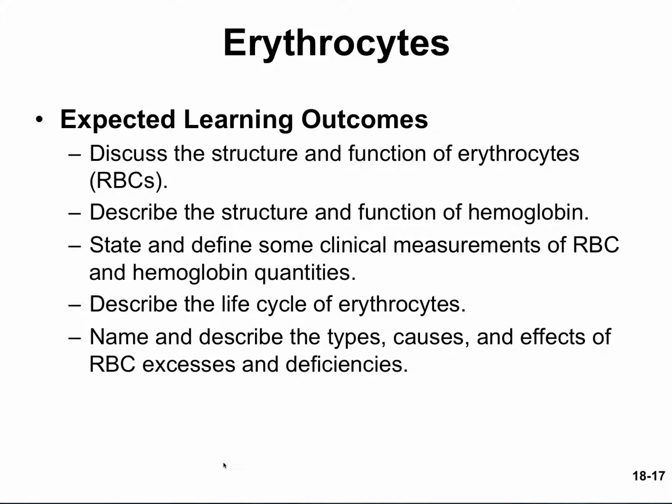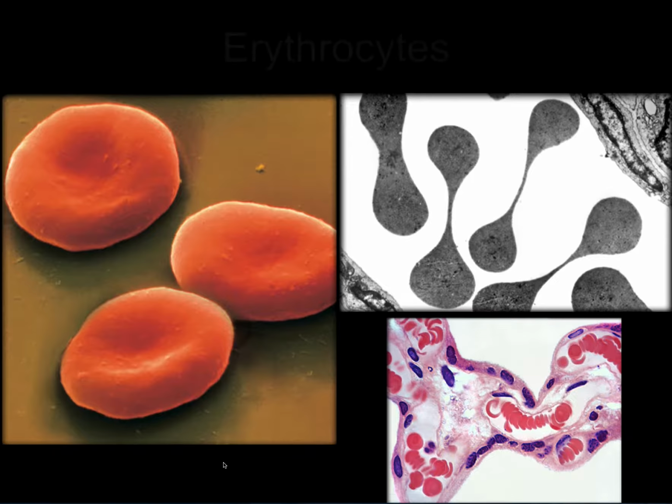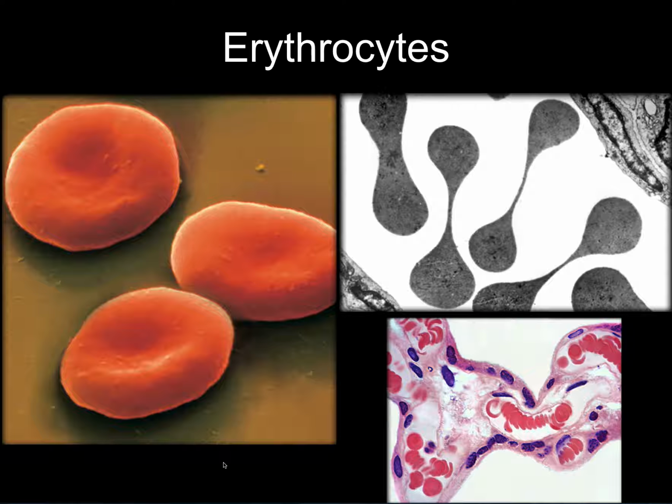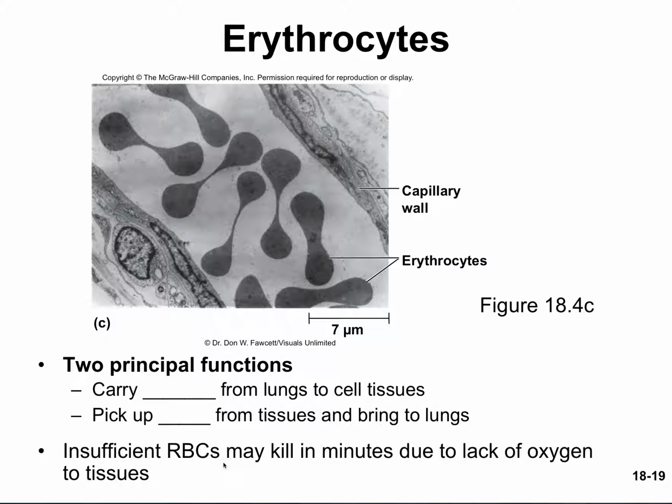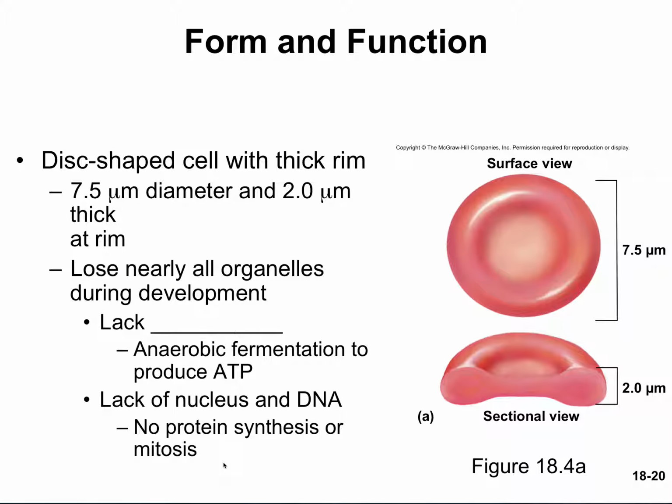Erythrocytes, red blood cells. Expected learning outcomes: discuss the structure and function of them, discuss the structure and function of hemoglobin, state and define some clinical measurements of red blood cells and hemoglobin quantities, describe the life cycle, and describe types, causes, and effects of red blood cell excesses and deficiencies. They have two principal functions. They carry oxygen from the lungs to tissues, and they pick up carbon dioxide from tissues and bring it to the lungs. Insufficient red blood cells may kill in minutes due to lack of oxygen to tissues.